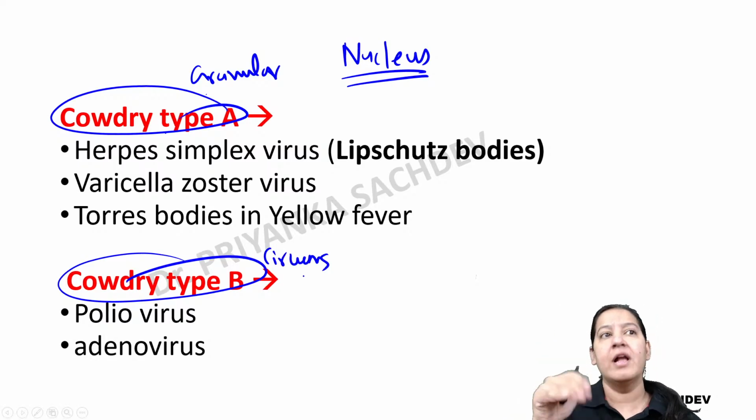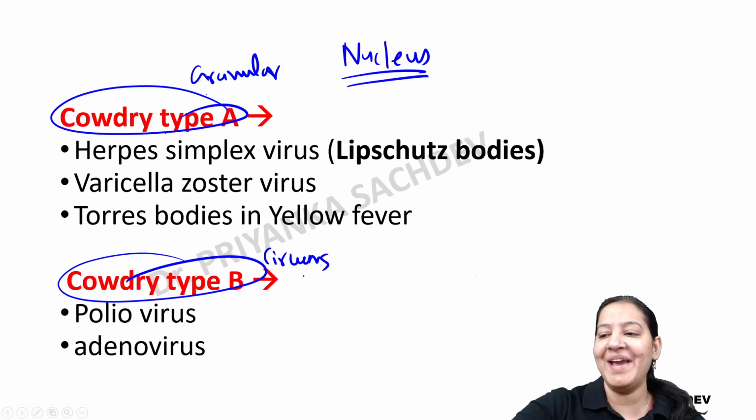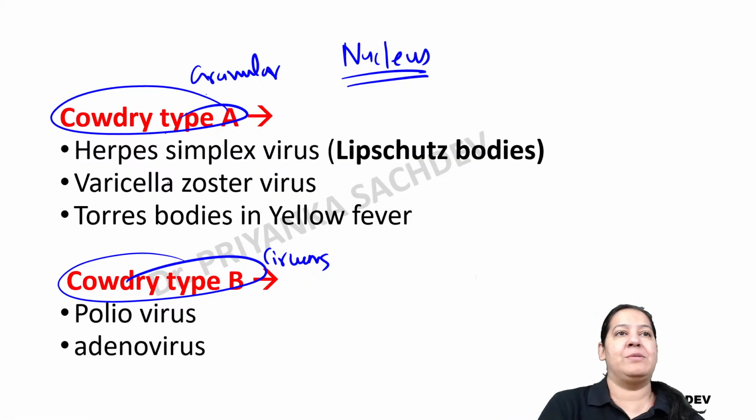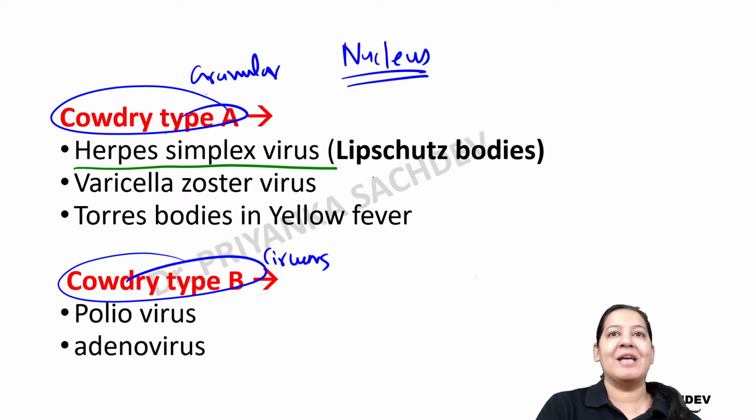So the appearance is different. Now see, what is our virus today? Today I am teaching you herpes virus. Herpes simplex virus has Cowdry type A. Yes, absolutely right. The name of the body is Lipschütz body.